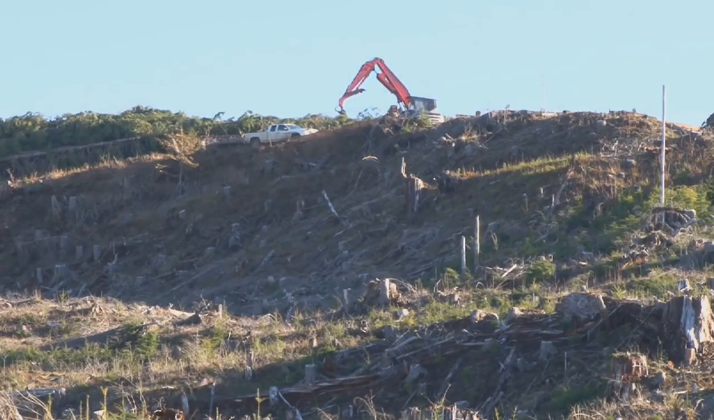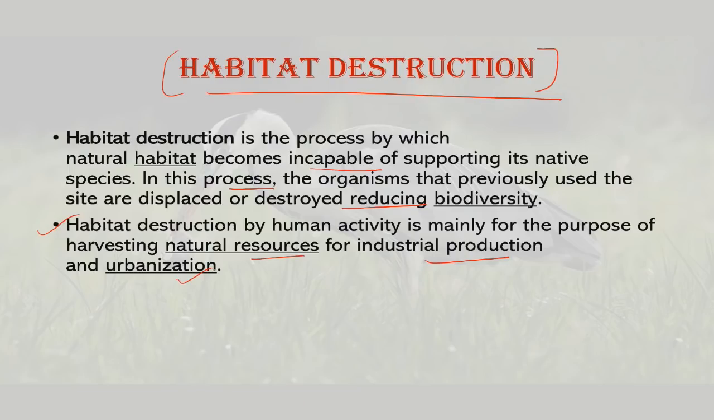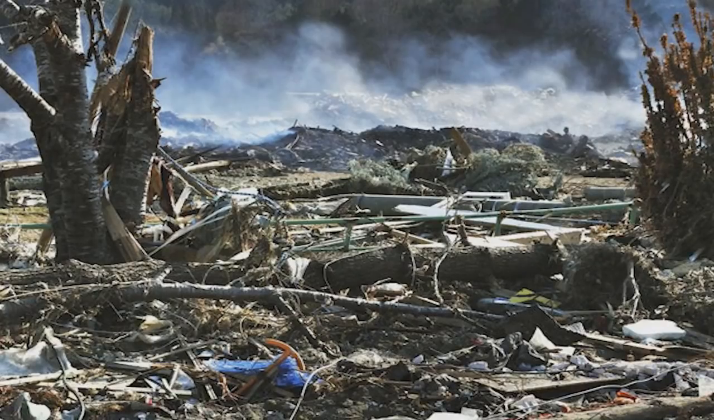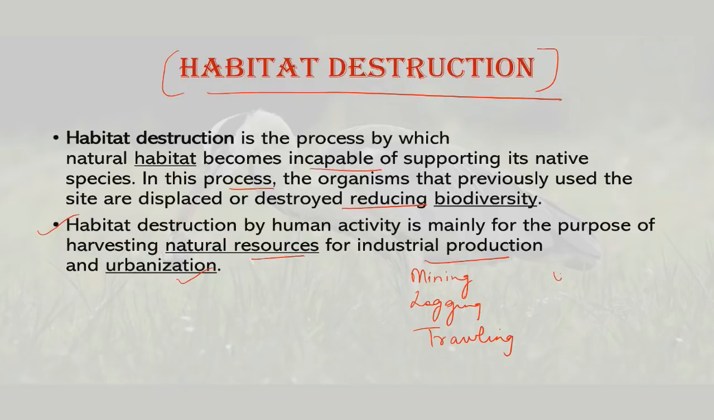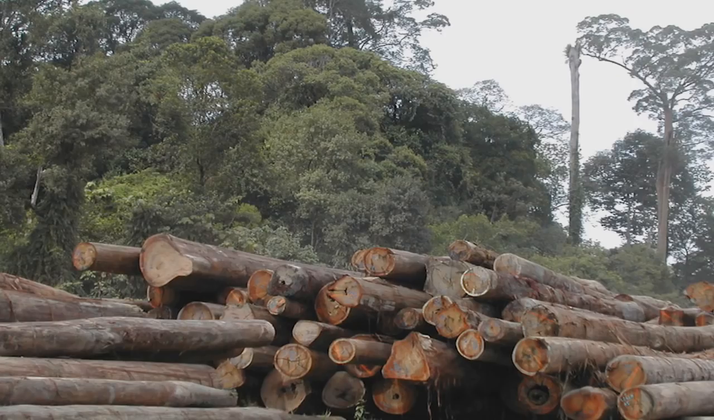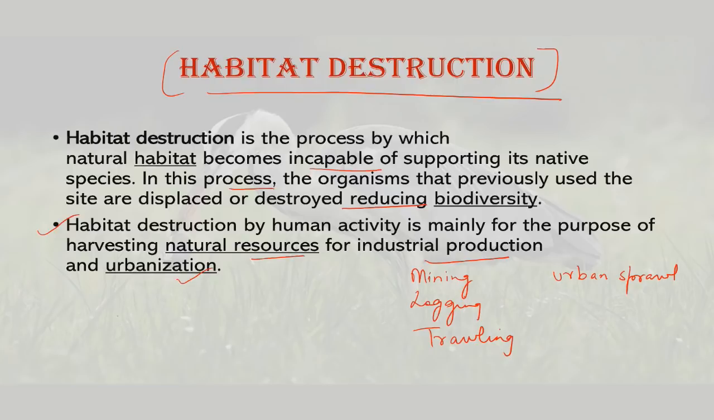Clearing habitats for agriculture is the principal cause of habitat destruction. Other important causes of habitat destruction include mining, logging, trawling, and urban sprawl. Habitat destruction is currently ranked as a primary cause of species extinction worldwide. It is the process of natural environmental change that may be caused by habitat fragmentation and climate change, or by human activities such as introduction of invasive species. We will discuss invasive species in detail in this lecture only.